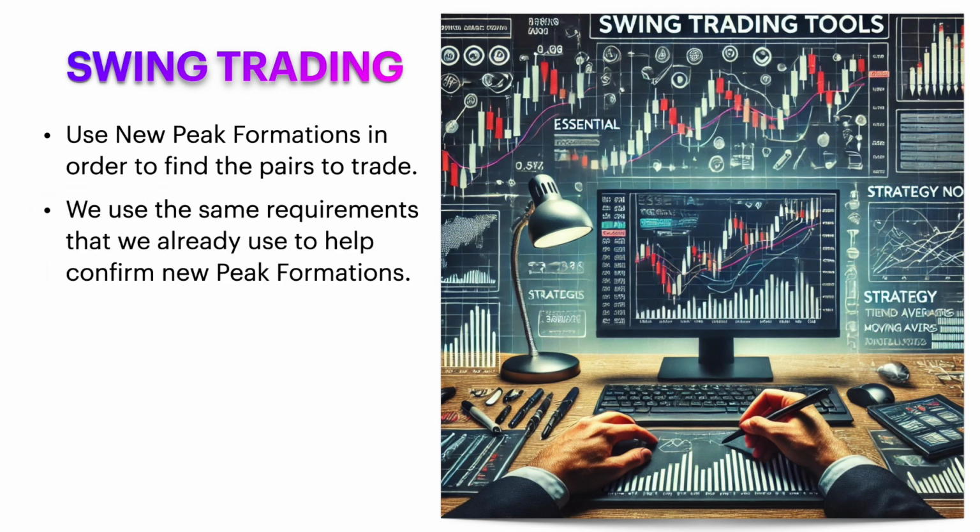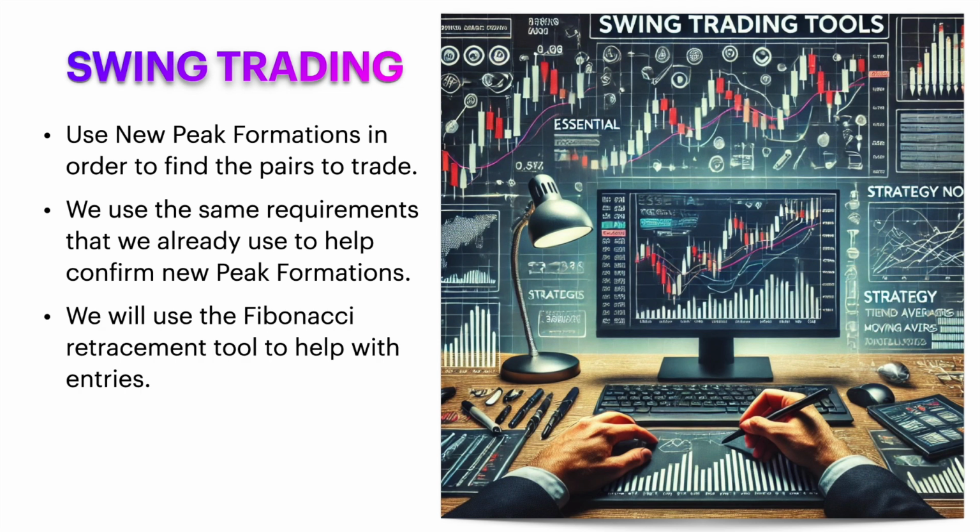Second thing is we're going to use the same requirements that we already use to help confirm the peak formation. So the same system that we use to confirm peak formations, we're going to use here as well. Meaning we're going to use 13/50 crossovers, the break of structure, and 1 times ADR away from the peak. We're going to use the Fibonacci Retracement tool to help with the entries, and you're going to use a minimum of a 2-to-1 risk to reward ratio.